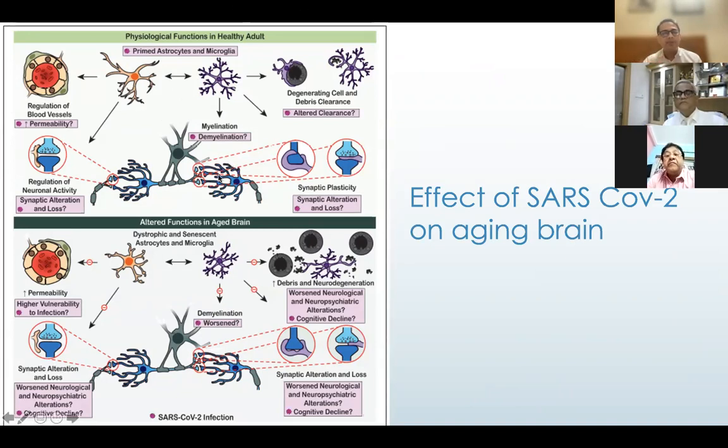So in a healthy brain, these COVID infections can be very effectively dealt with by fresh and healthy microglia and astrocytes. And this is the aged brain, where the astrocytes are already senescent and the microglia are also aging. So it's difficult for them to scavenge or eliminate those viruses from the brain, and the effect of the virus is overwhelming in an aged brain compared to young adults.